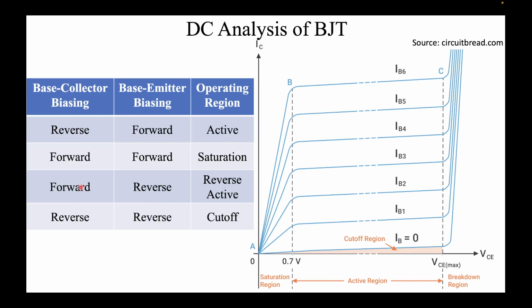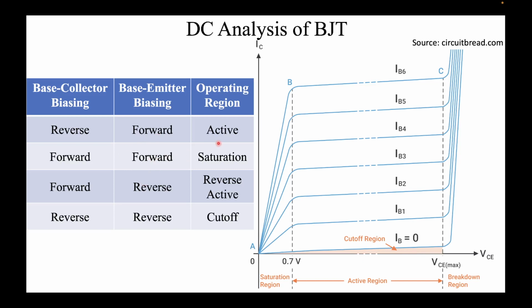The third is when base-collector is forward biased and base-emitter is reverse biased. This is called reverse active. It is very rarely used, with very few applications. Finally, when both are reverse biased, the BJT does not even operate. Only nanoamps of current flow through the BJT, and this is what is typically known as the cutoff region, which you see at the bottom of your screen. So this is how the biasing of a BJT happens.